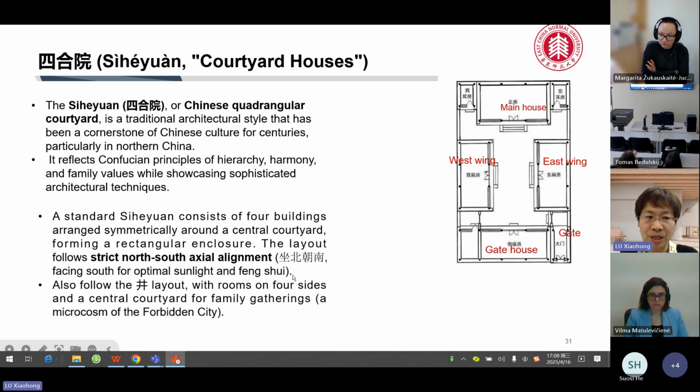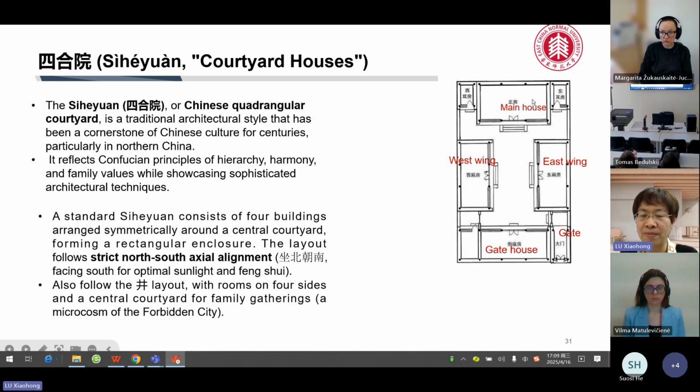And for a standard 四合院, it consists of 4 buildings. So that's why we call it 四. And the 4 buildings are arranged symmetrically around a central courtyard. Here is the courtyard, forming a rectangular enclosure. So you can usually find these 4 buildings. The main building is on the north, facing south. So we say it follows a strict north-south axial alignment. Remember, we have mentioned the Forbidden City. The Forbidden City also followed the north-south axial alignment, with main buildings on the central line.